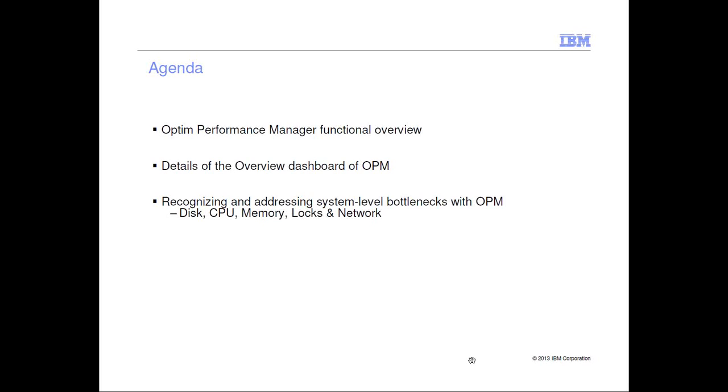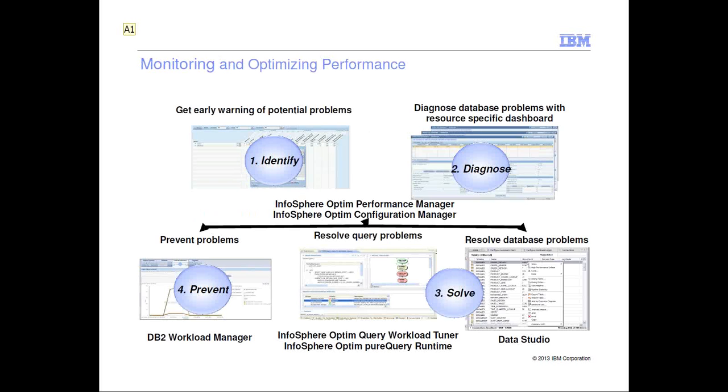Now, OPM works in an eco-space which is used to identify and diagnose problems. Now, there are 4 steps when issues occur. The first would be to identify the issue, diagnose the issue, solve, and then prevent it from happening in the future. So this particular slide talks about the monitoring and optimizing performance capabilities of the various Optim tools that IBM offers.